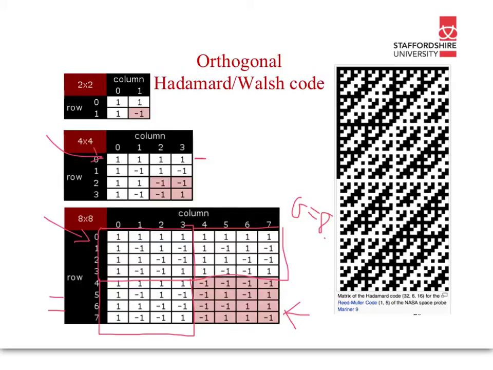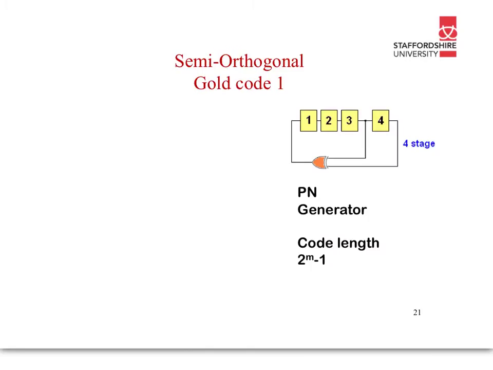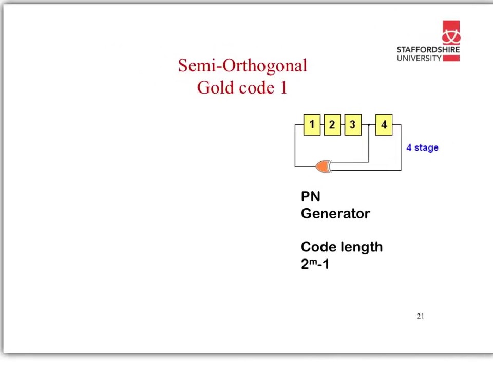semi-orthogonal codes. So in a semi-orthogonal code, computers cannot generate random numbers, as you probably already know. So what we'll use is D-type flip-flops or a shift register.